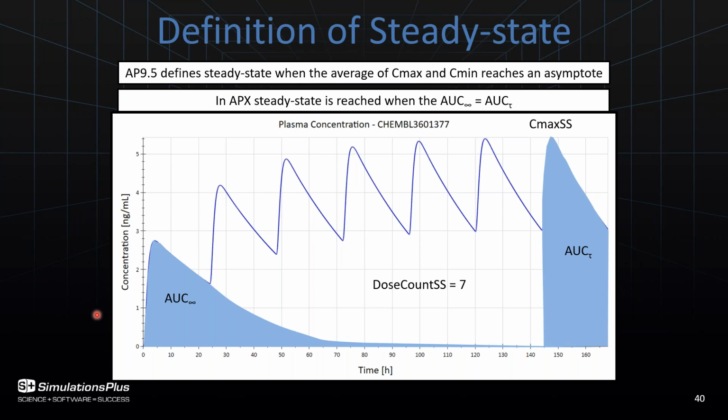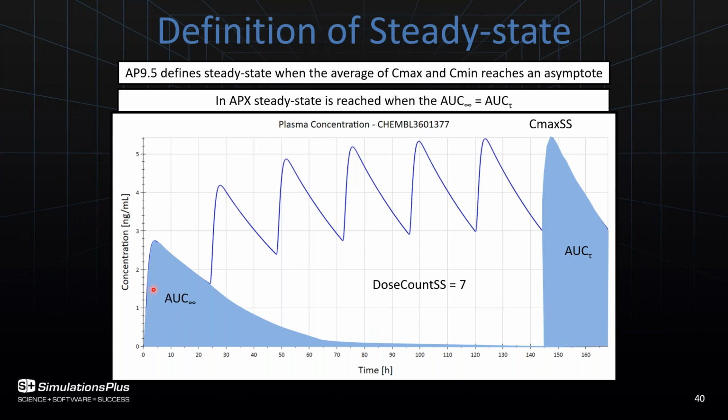In the previous version, the way we calculated steady state is by looking at the average of the Cmax and Cmin, and when that reached an asymptote, we would say it reached steady state. In APX, steady state is reached when the area under the curve for a single dose is equal to the area under the curve at steady state. And so this project or dose estimation really uses a lot of estimates in it, and I'll talk more about that when I demo it.